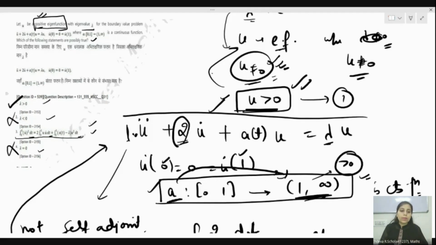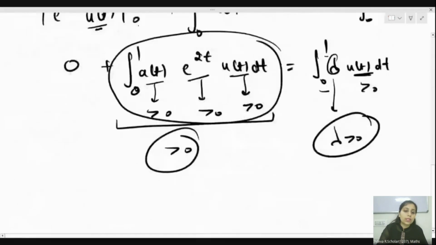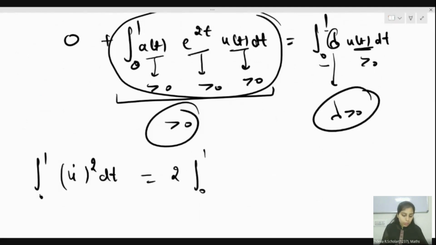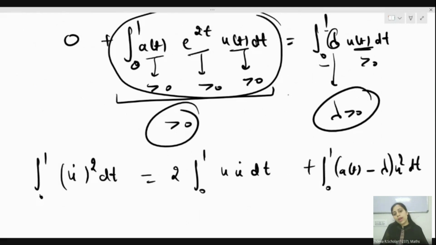Now, coming towards option number 3. I'm writing it here. Option number 3 is integration from 0 to 1 of u dot square dt is equal to 2 times integration from 0 to 1 of u dot dt plus integration from 0 to 1 of (at minus lambda) u square dt. See, we have reached at this equation, which is not comparable to this equation, as this equation contains u dot square. So we have to start from the first now, because this is not the equation which we can use to solve further our third option.